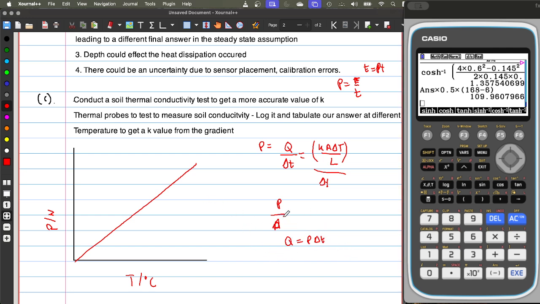So P over del T would be KA over L, right? We're assuming that this is the power over del T. Now, get the gradient. The gradient here would be KA over L at a certain point T. We'll assume del T, and then K would just be L over A times gradient, and we have our K now. This will be more accurate, right? So that's one way of fixing the solution.